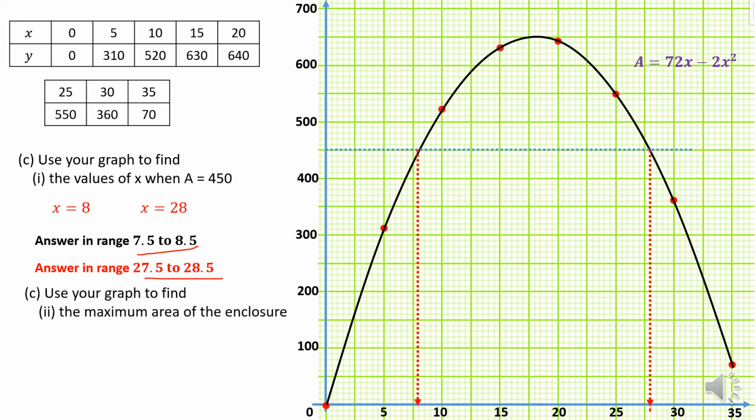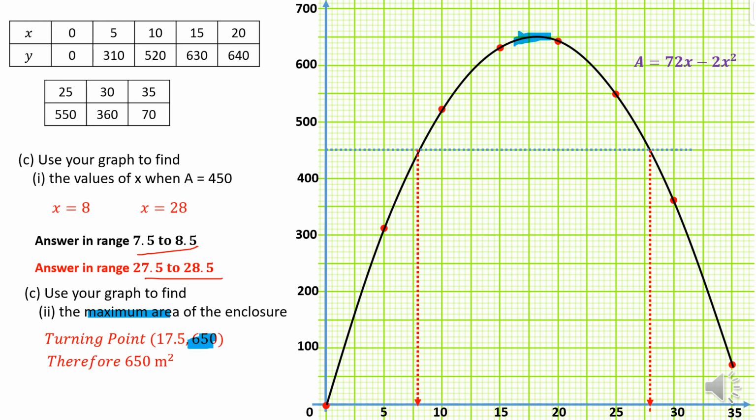Right, so they are saying here you are supposed to use your graph to find the maximum area of the enclosure. The keyword there is maximum. This graph has a maximum, it's all the way up there, where the gradient is equal to 0. That's the maximum, simply the turning point, but we are looking for the maximum area of the enclosure. So that has to be the 650 that we are talking about.